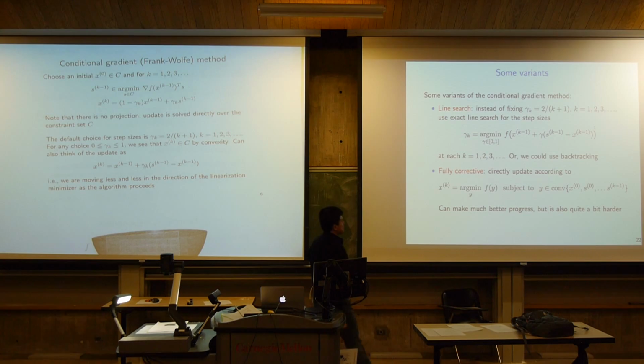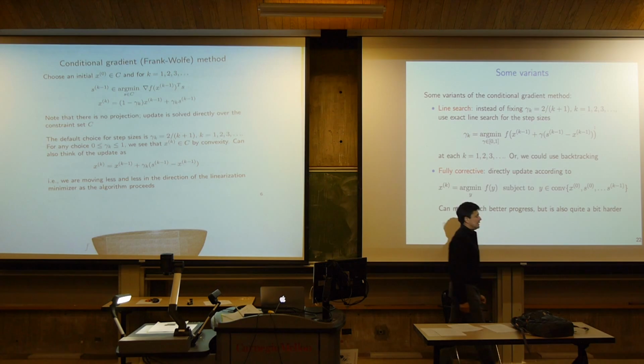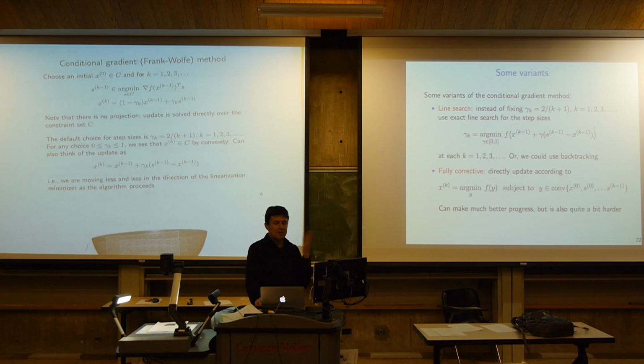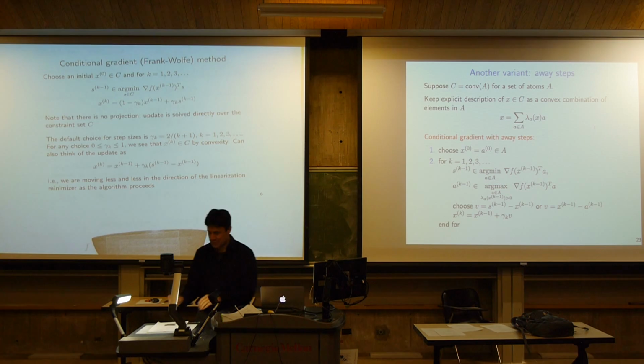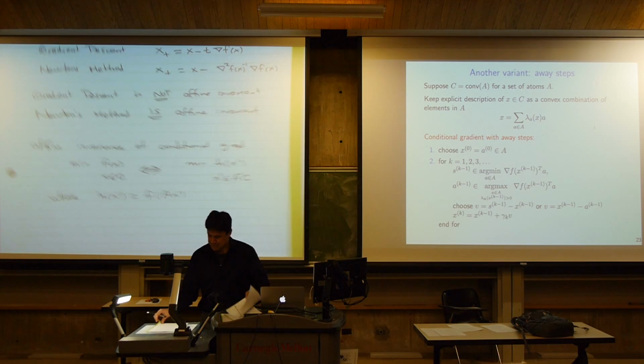You could also not just optimize over the line that joins x_{k-1} and s_{k-1}, but you could optimize over the points that we have collected so far. But of course, that one is much more expensive. Much more expensive. So here's one that I really like a lot. This is called Frank-Wolfe with away steps. And let me motivate this with the picture that I drew at the beginning of class today. Well, actually, a similar picture.